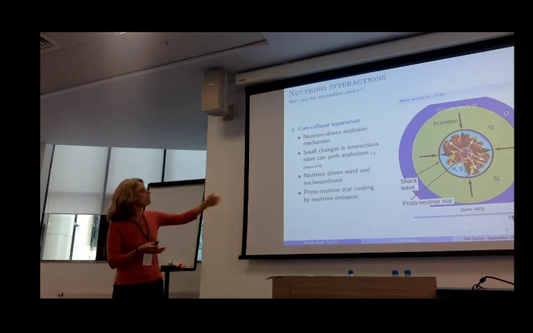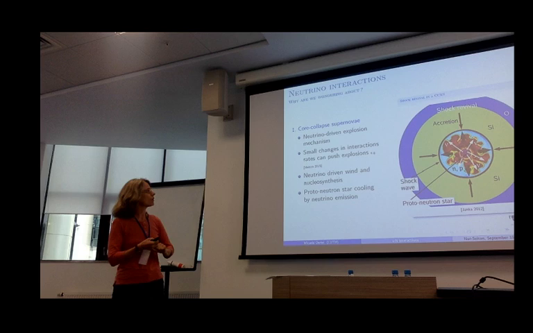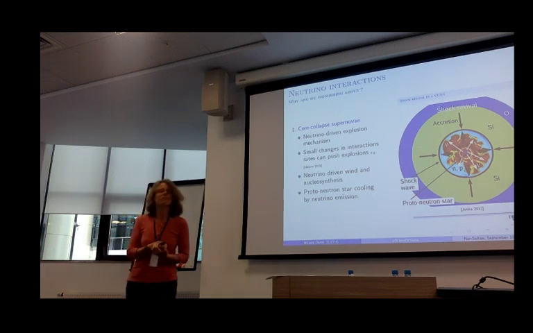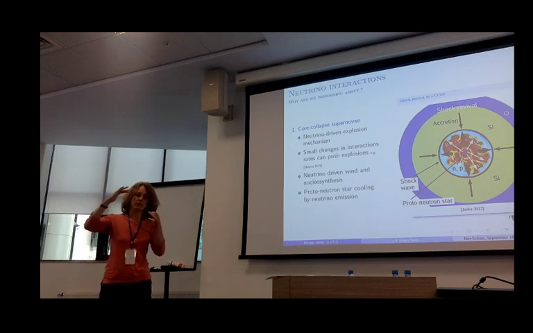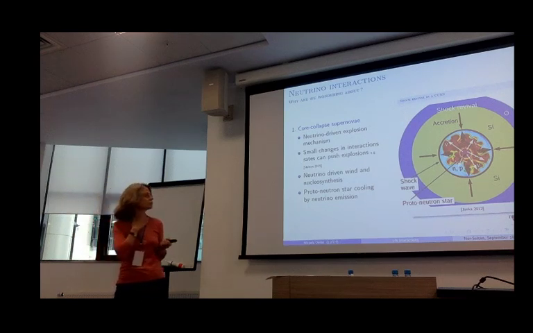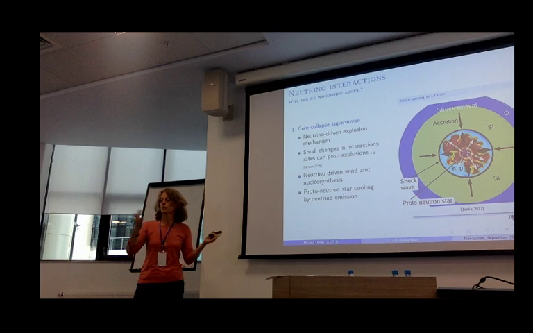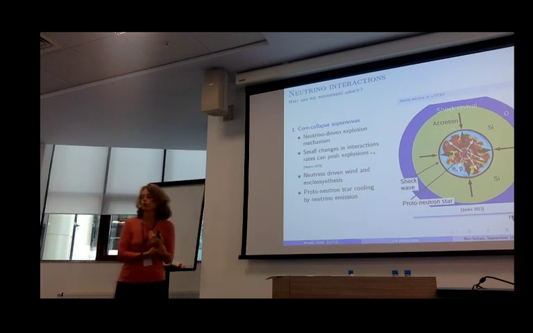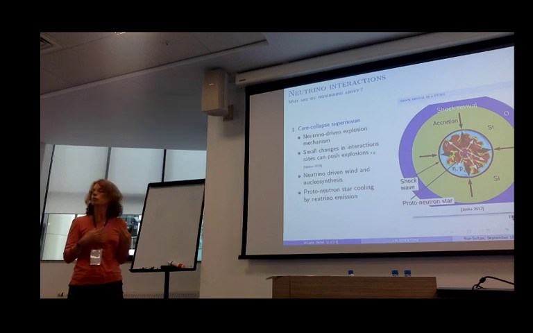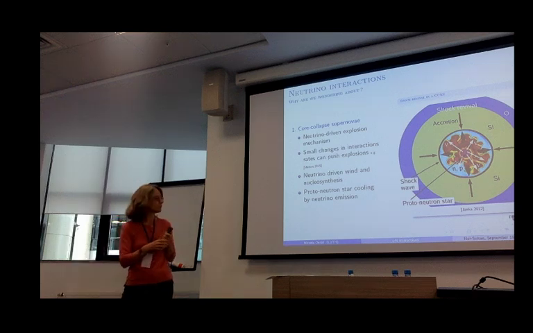I think you all know that for core collapse supernovae we have had for 25 years this scenario of a neutrino-driven explosion mechanism, and at least for some of the models which are at the border of exploding, small changes in these interaction rates can decide whether we have an explosion or not. And then the neutrino-driven wind is very important for nucleosynthesis, and the essential cooling mechanism of the protoneutron star, contracting and becoming a neutron star, is neutrino emission.